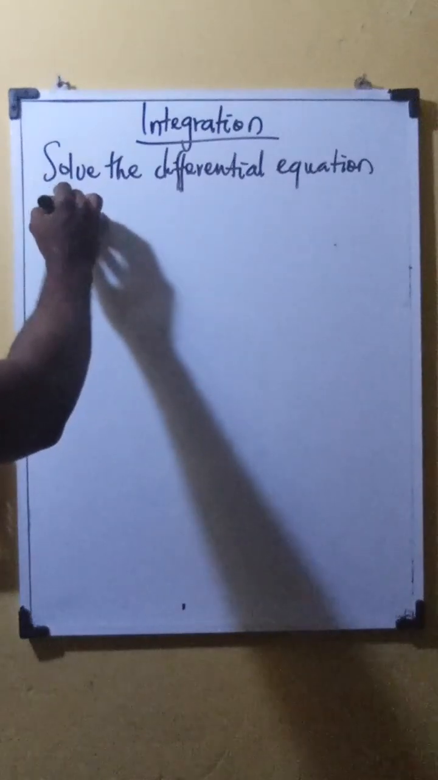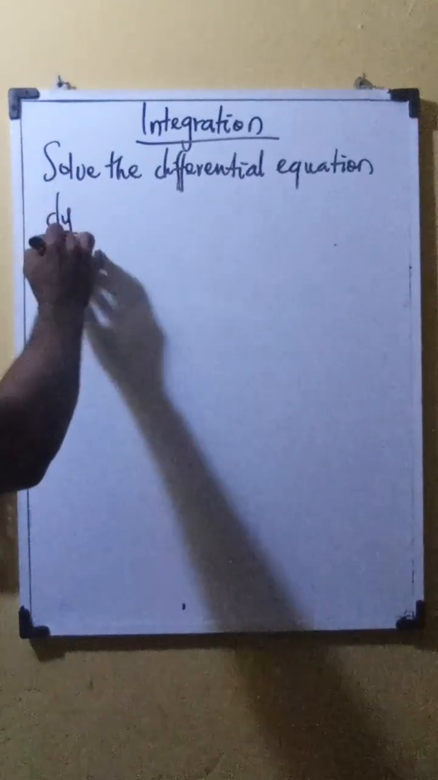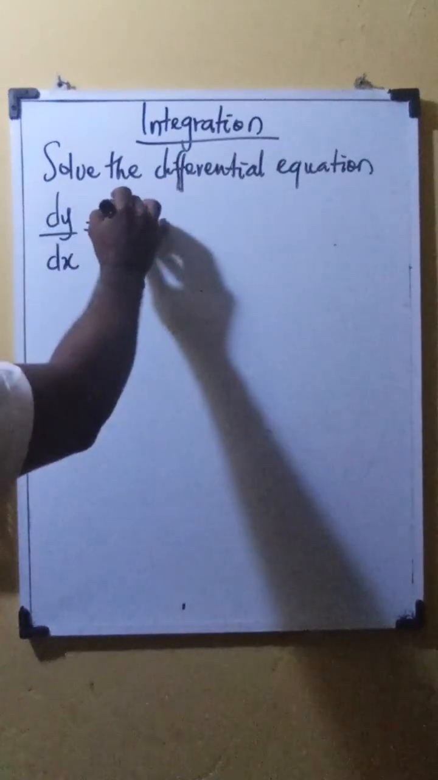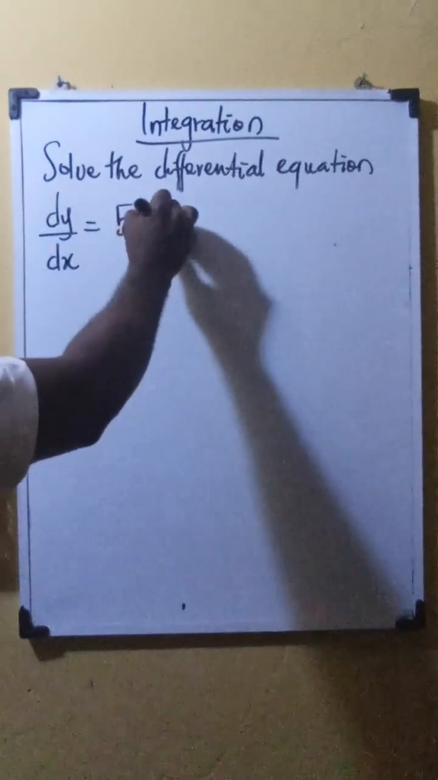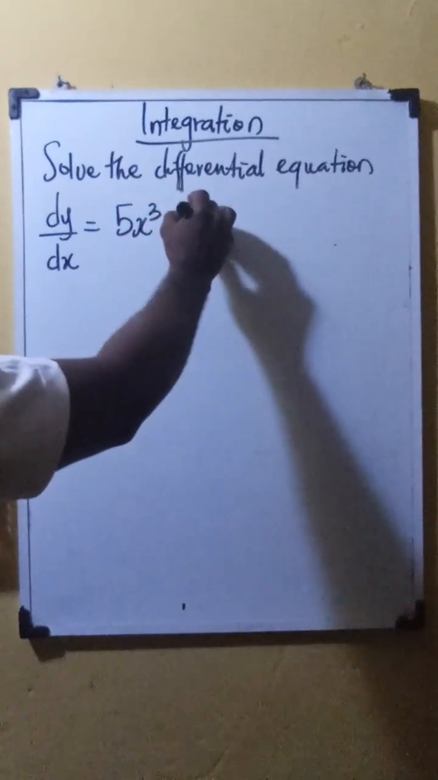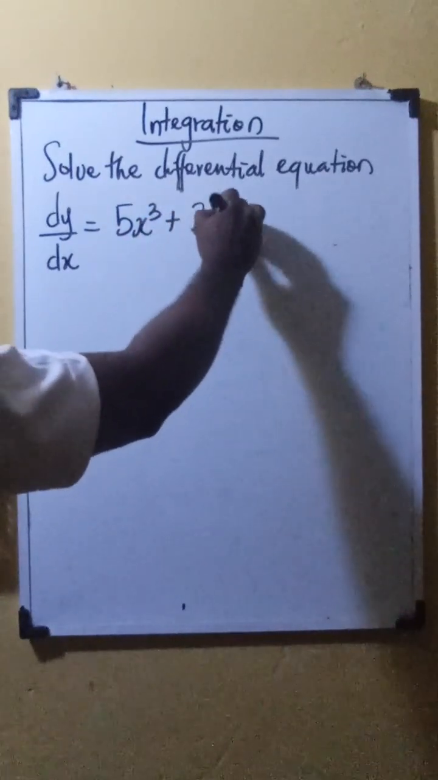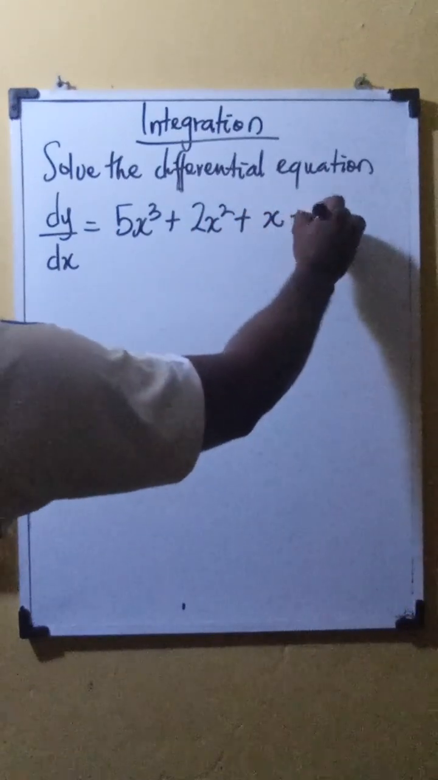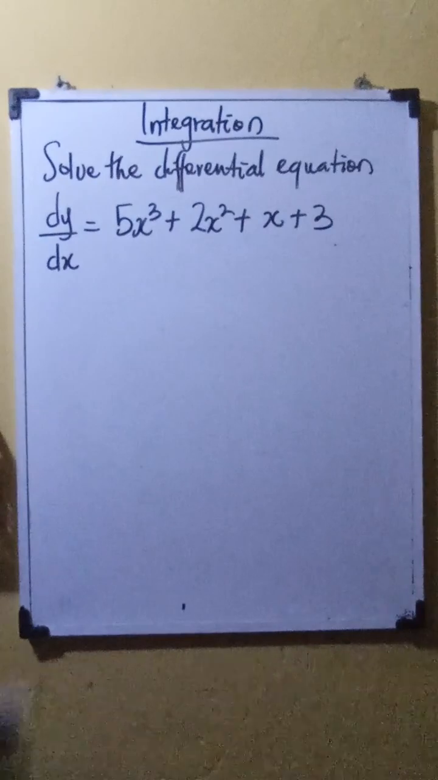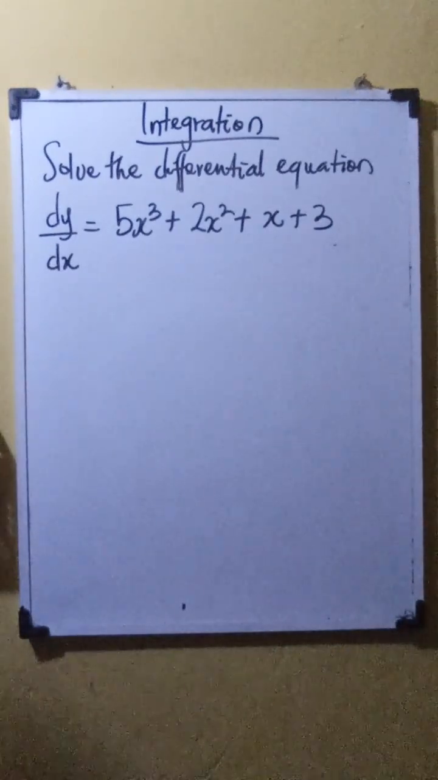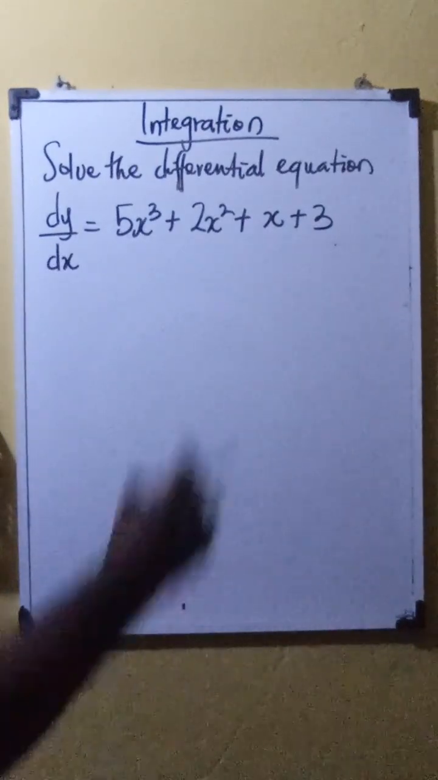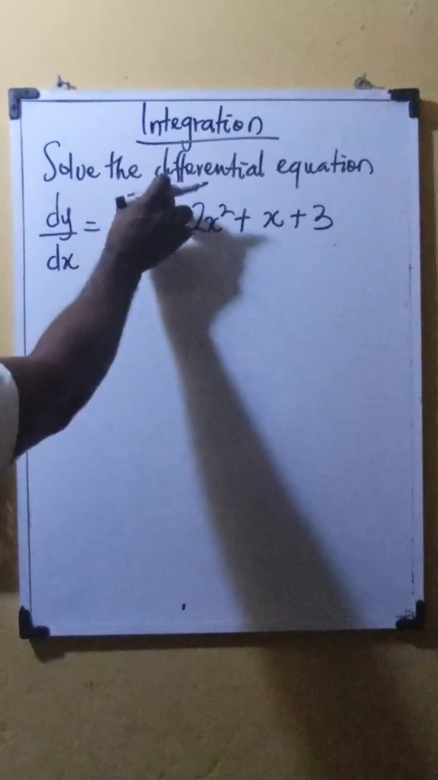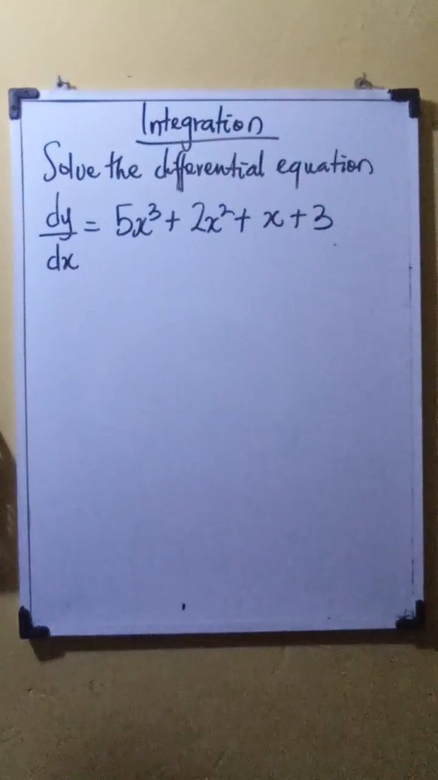example, you are given dy over dx. dy over dx is equal to 5x cubed plus 2x squared plus, say, x plus 3. You are told to solve this differential equation. So the first thing, like I told you, you have a very simple method that you ought to follow. You consider the power.